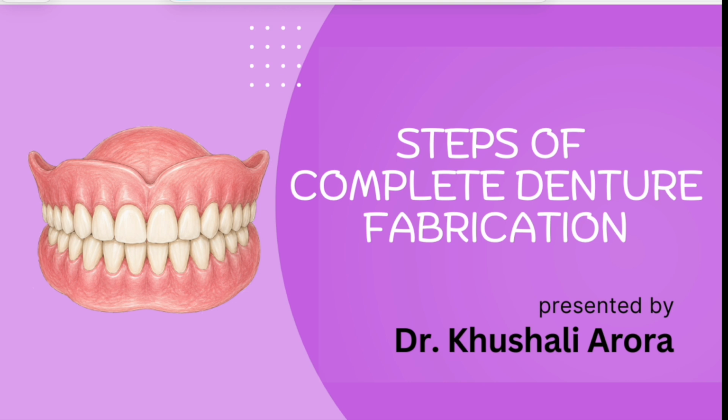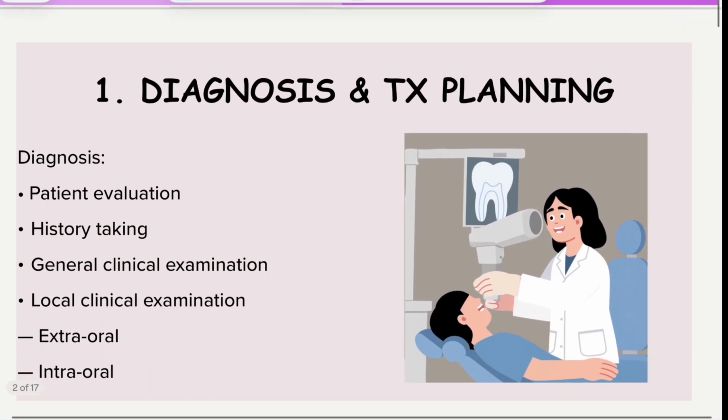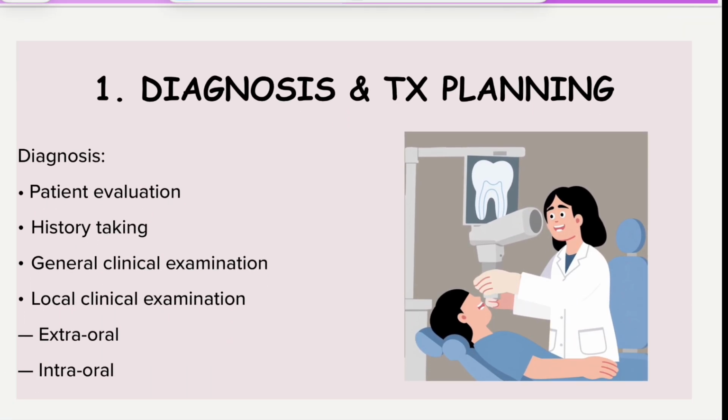Complete denture fabrication is a systematic process that combines both clinical and laboratory procedures to produce a functional, comfortable, and aesthetic prosthesis for the edentulous patient. So let's get started. The first step is diagnosis and treatment planning. The procedure begins with a thorough examination of the patient. Medical and dental histories are recorded, oral tissues are evaluated, and the treatment plan is formulated.